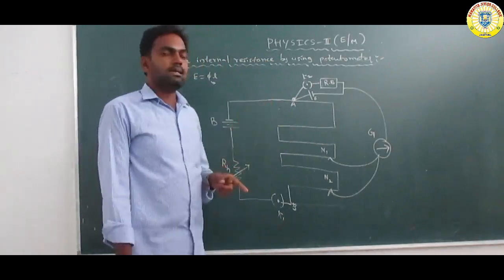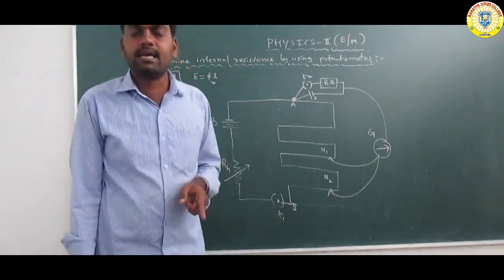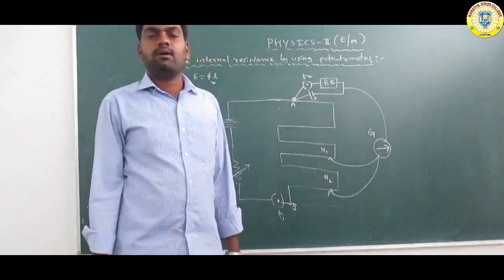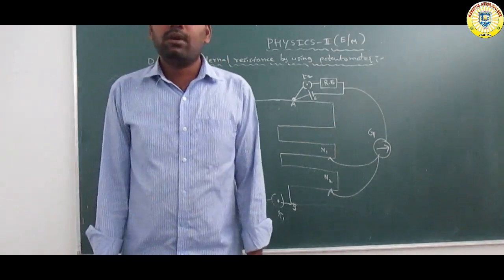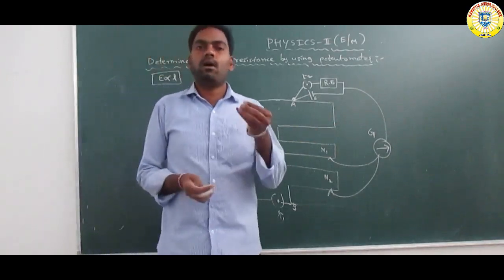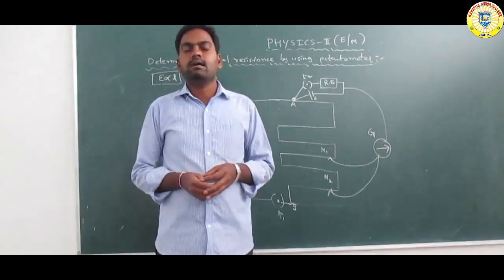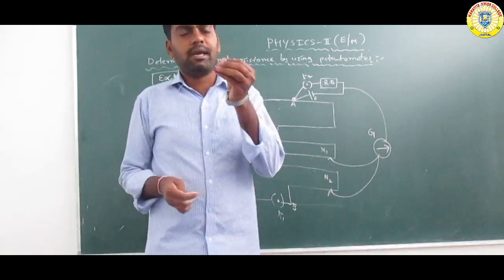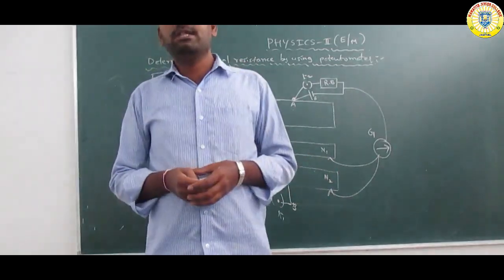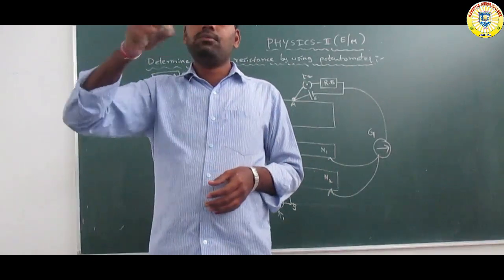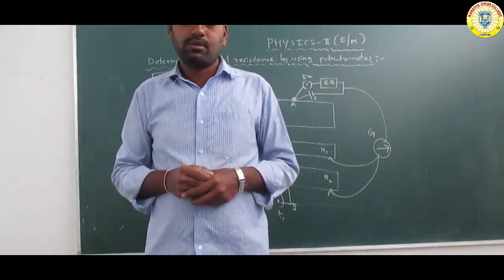E is called a cell, and the EMF of the cell is taken as E. The galvanometer is used to measure the smallest current in the circuit. The jockey is a sharp edge device, and the sharp edge moves on the potentiometer wire.